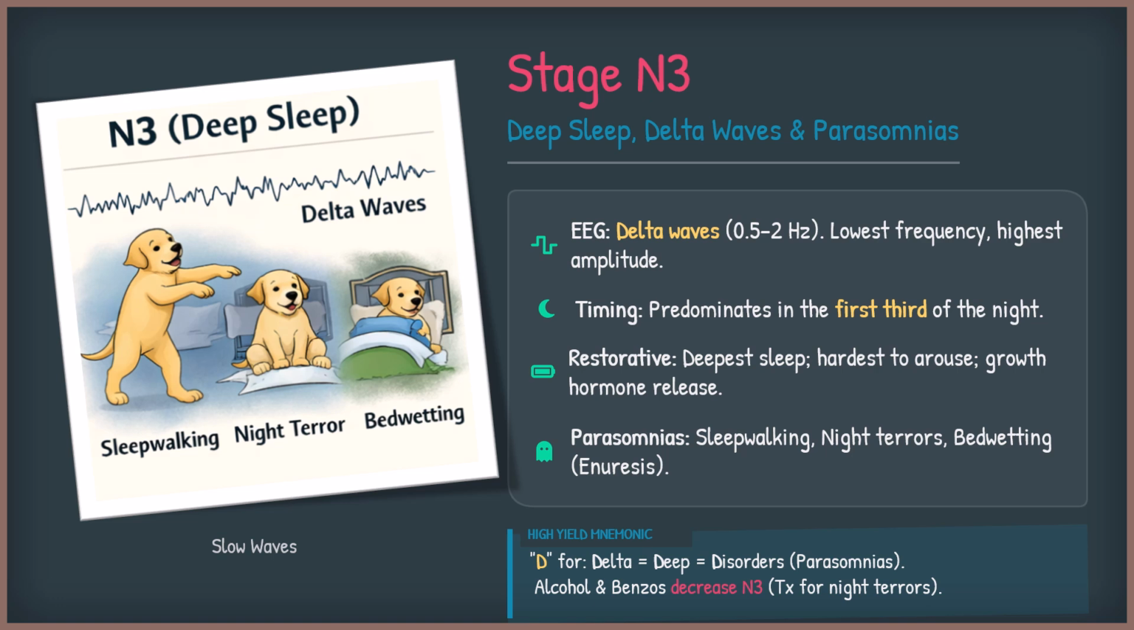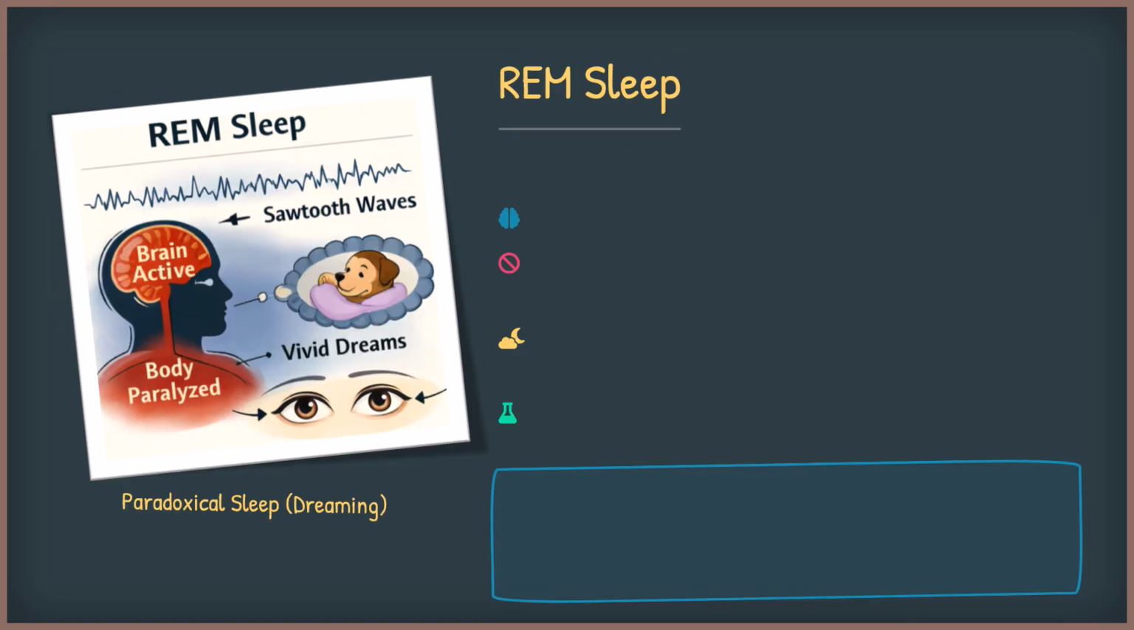Alcohol and benzos can actually decrease N3. That's why when someone drinks alcohol or uses benzos, the sleep is not as restorative. But because night terrors occur during N3, benzodiazepines, not the alcohol, can actually be a treatment for night terrors. Next, we will talk about REM sleep, which is also super high yield.